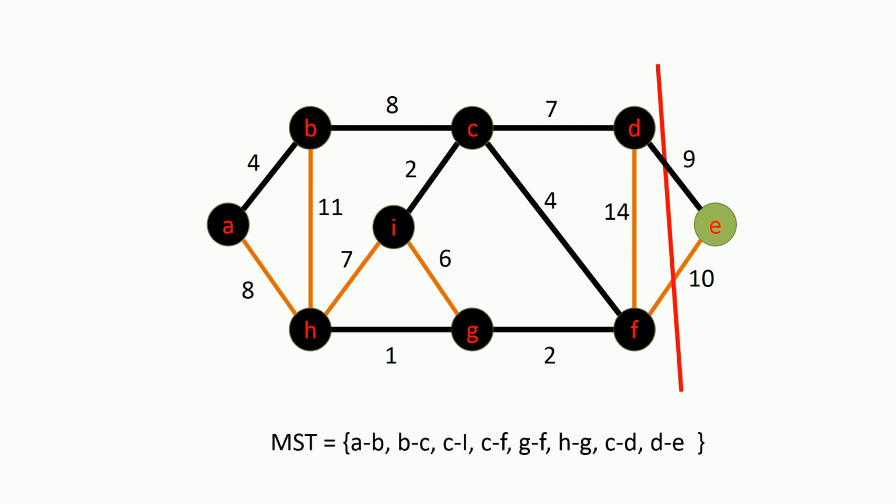Now after this iteration, all the vertices in our graph are connected by edges in the MST, which means our MST is completed, so the final minimum spanning tree for this graph looks like this.